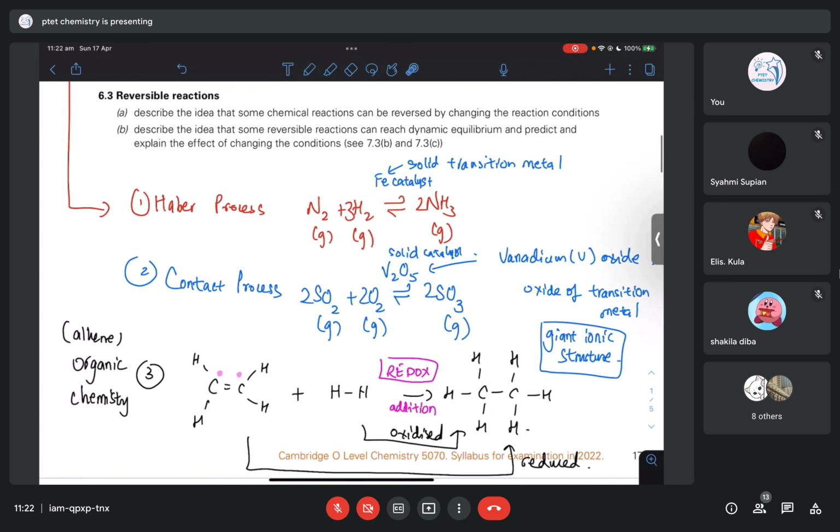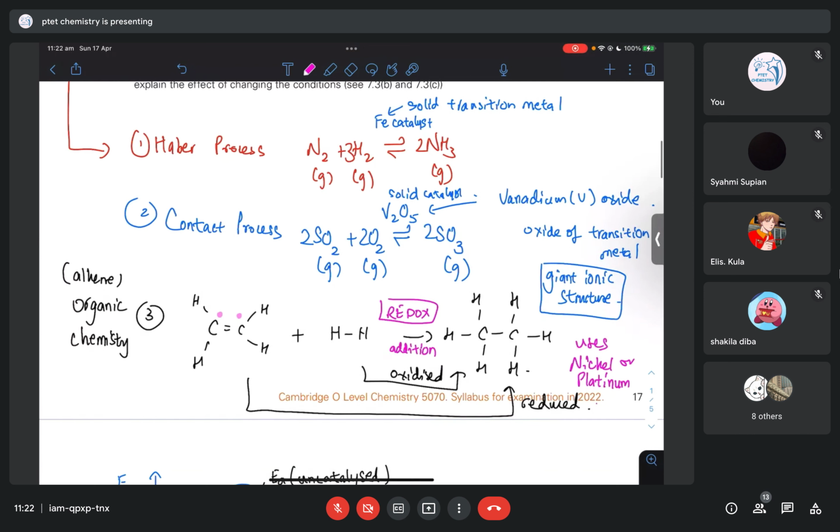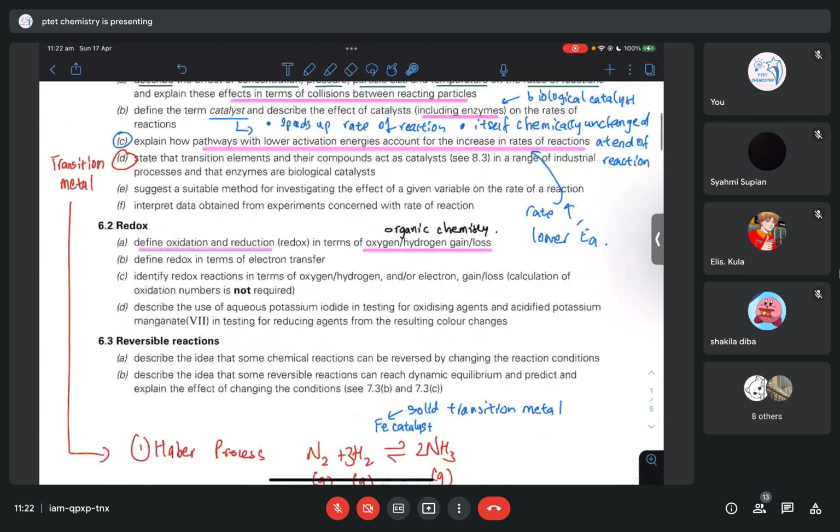And I haven't mentioned the catalyst yet. This uses nickel, or sometimes they can say platinum catalyst. Platinum is more expensive, but nickel and platinum are in the transition metal series, the middle block of the periodic table. Transition metals make very good catalysts.